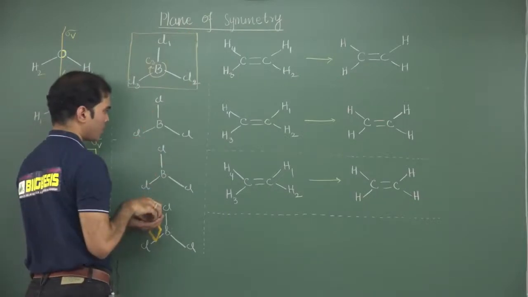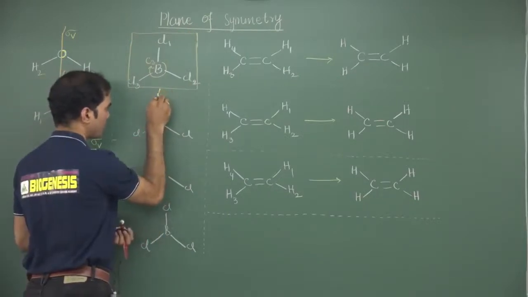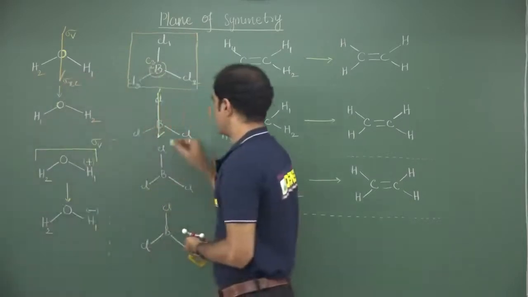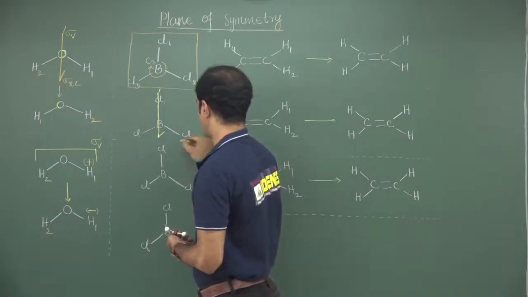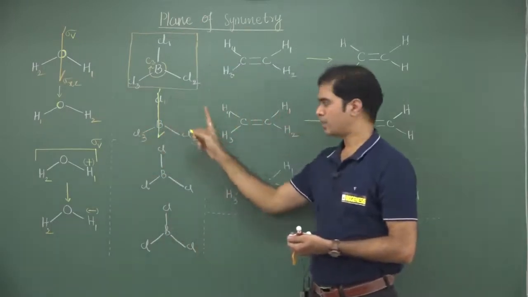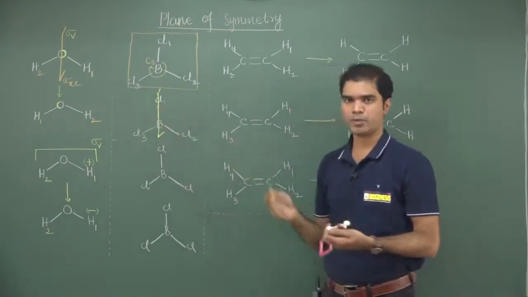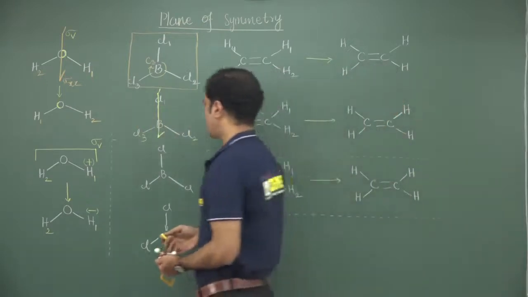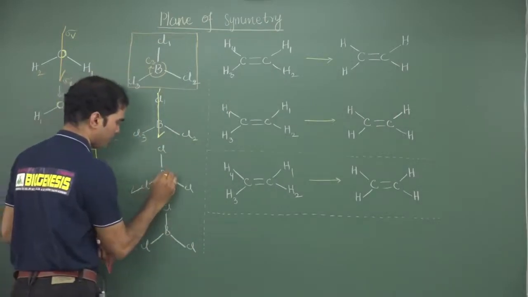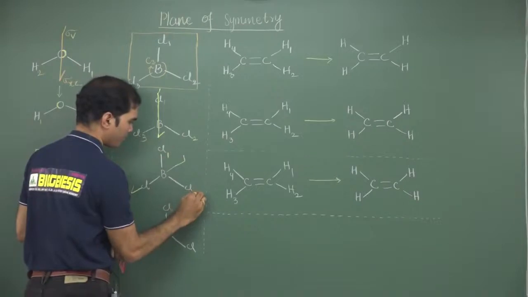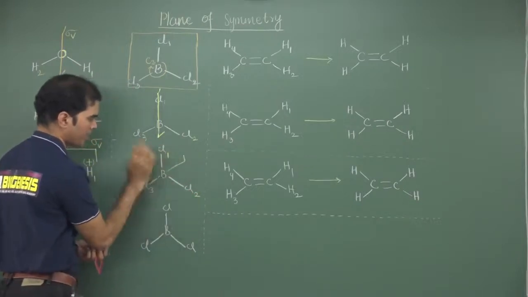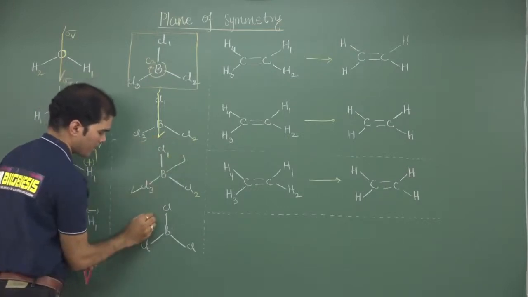Next plane, it is passing through a chlorine and the central atom boron. If I put 1, 2 and 3, this is passing through boron and chlorine 1, therefore 2 and 3 get exchanged, that would produce an equivalent structure, and this is one plane. Now let me pass a second plane. This is passing through chlorine 3 and boron, 1 and 2 get exchanged. In this case 2 and 3 get exchanged.